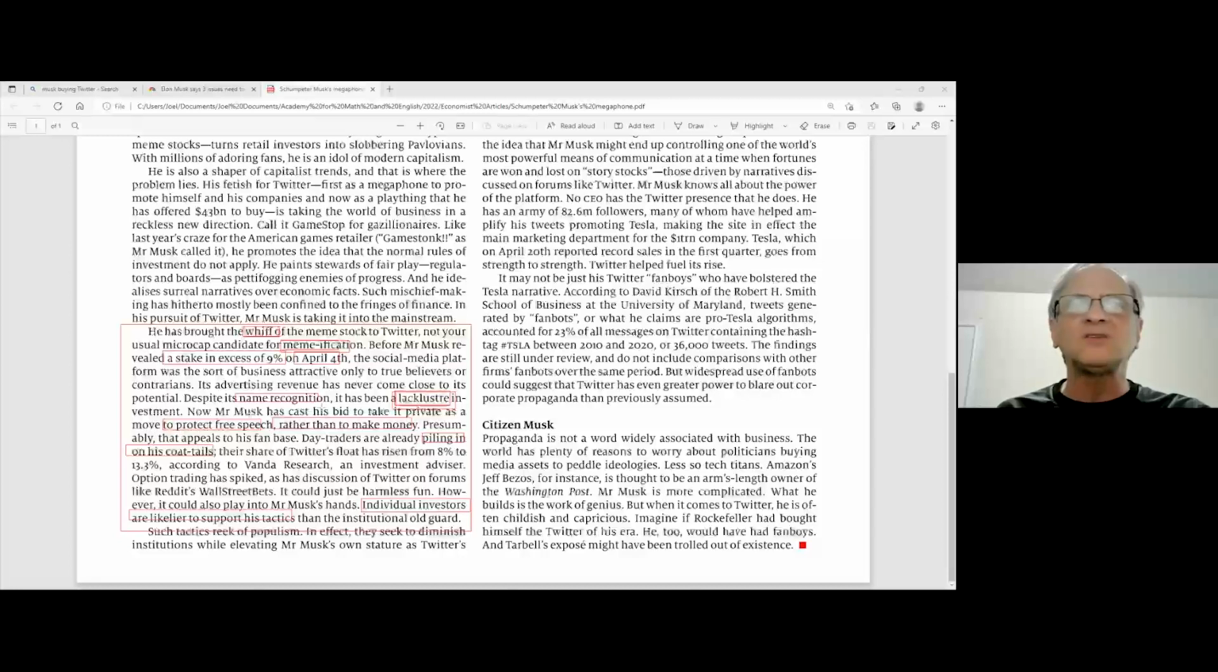Well, now Mr. Musk, he wants to make it private. So when you make a company private, it means you're not going to have shares in it. So a public company, there's shares and people can buy shares of it. But if it's private, it means he would be the owner of it and he would be able to make all the decisions. But he says he wants to make it private. But the reason is he wants to protect free speech. That's what he thinks. He thinks by making it private, he's going to protect free speech, not to make money. Some people say, oh, he wants to make money. But no, he says no. He's doing it to protect free speech.